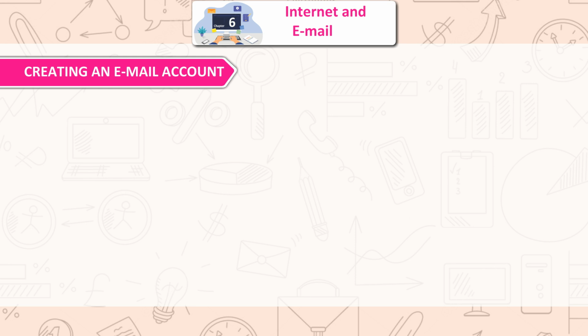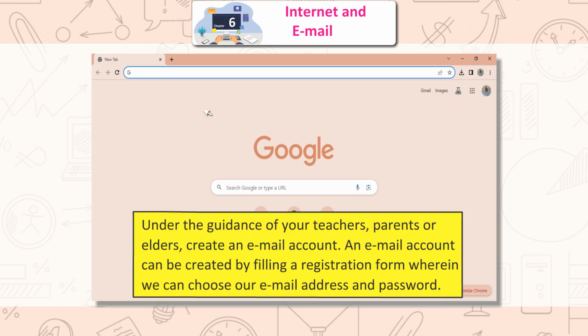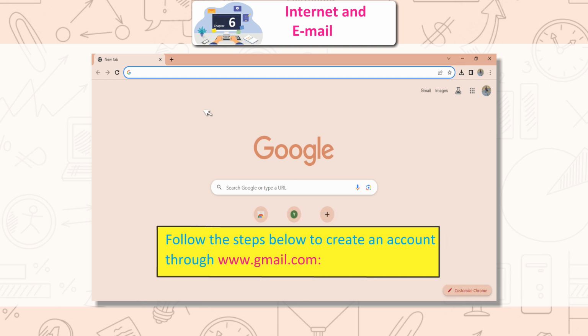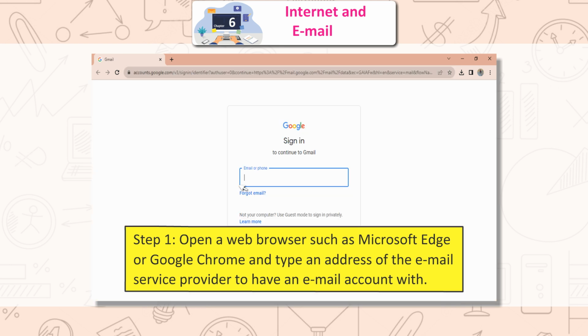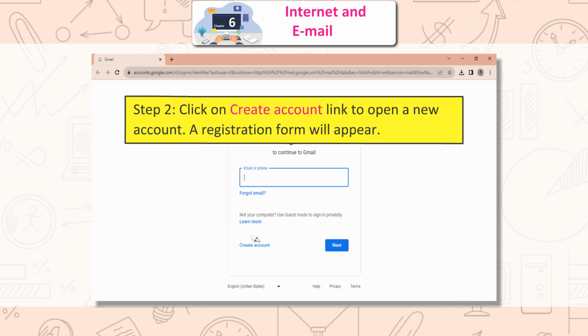Creating an email account. Under the guidance of your teachers, parents, or elders, create an email account. An email account can be created by filling a registration form wherein we can choose our email address and password. Follow the steps below to create an account through www.gmail.com. Step 1. Open a web browser such as Microsoft Edge or Google Chrome and type an address of the email service provider to have an email account with. Step 2. Click on Create Account link to open a new account.